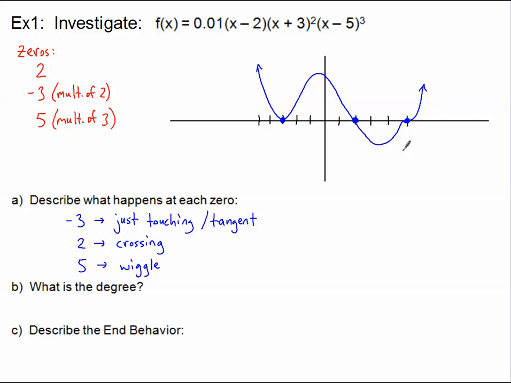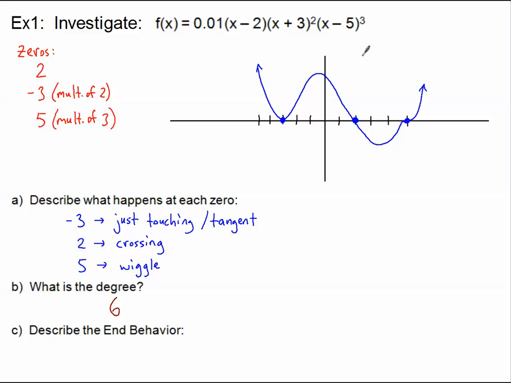What is the degree? Well, we could count the degree from our graph. We've got 1, 2, 3, 4, 5, 6. We know that the degree is 6, or we could just look at it from the equation. There's one factor, and then 2 more factors, that makes 3, and then 3 more factors, that makes 6 total factors, so the degree would have to be 6.